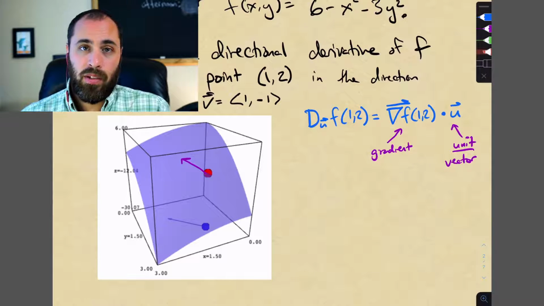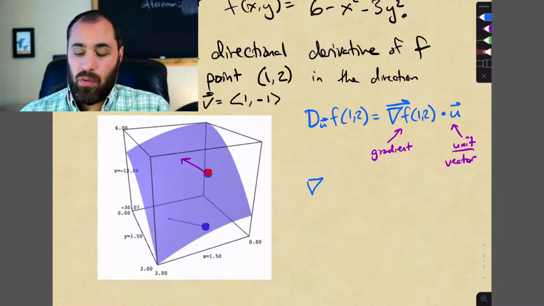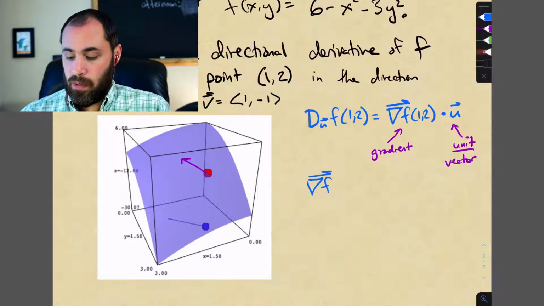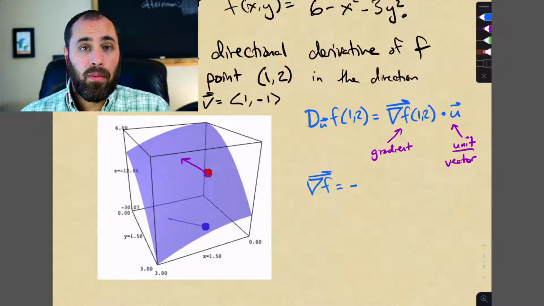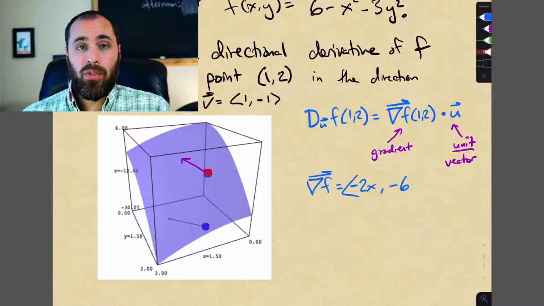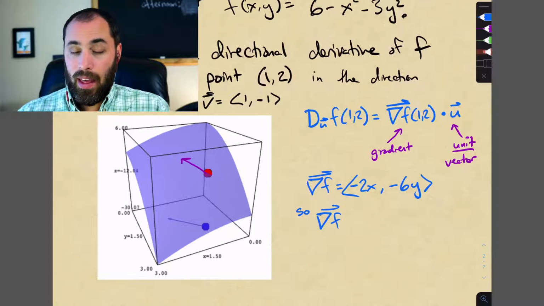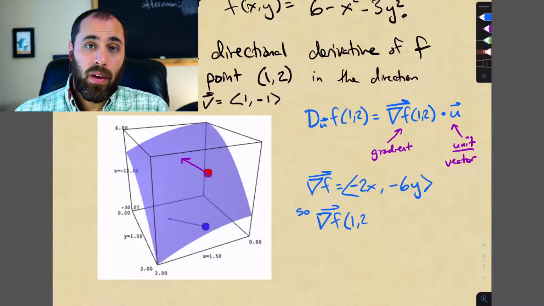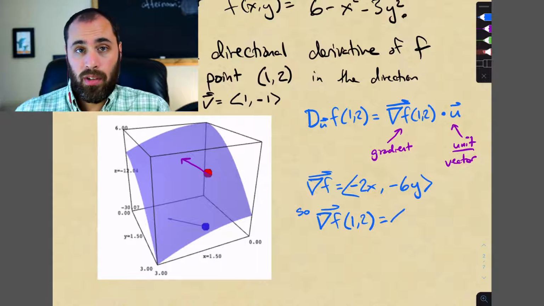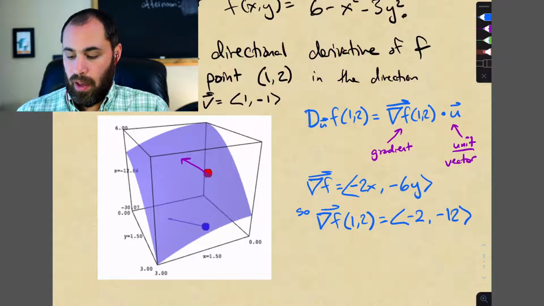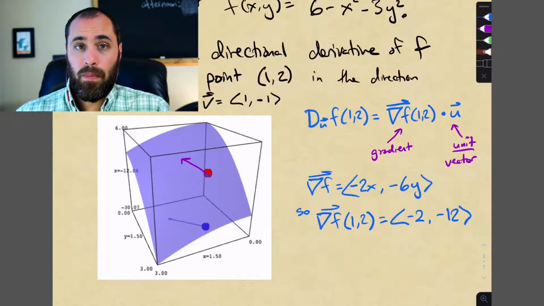So we've got some work to do. First, we'll find the gradient at the point 1, 2. Well, remember we build the gradient by taking the partial with respect to x and the partial with respect to y to get a vector with two components. In this case, that's minus 2x, minus 6y. And then we can plug in the x and y values of the point in question, that is 1, 2. So we let x equal 1, we let y equal 2, and we get the vector minus 2, minus 12.